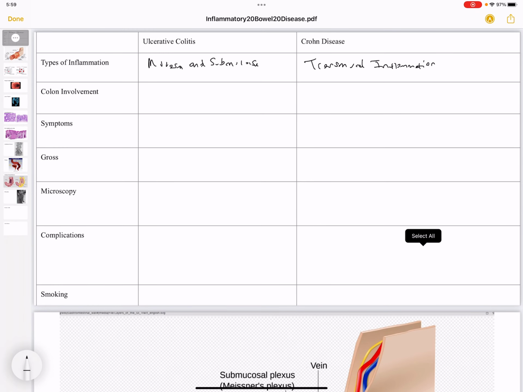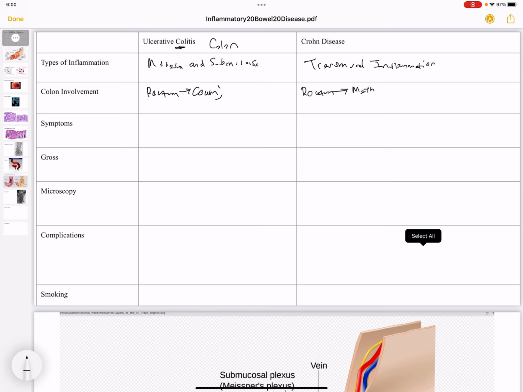Now, the colon involvement with ulcerative colitis: it is going to start from the rectum, and then it can travel all the way to the cecum. This is in contrast to Crohn's disease. Crohn's disease can occur anywhere from the rectum all the way to the mouth. So sometimes patients can have mouth ulcers. You won't see that with patients with ulcerative colitis, because it is only confined to the large intestine or the colon. And you can remember this by the CO in colitis, CO for colon. This disease is confined to the colon, unlike Crohn's disease.